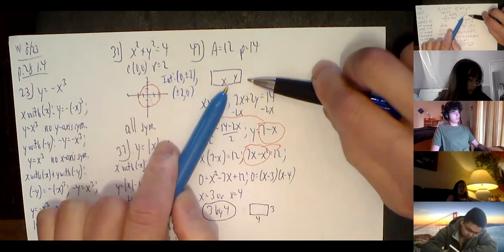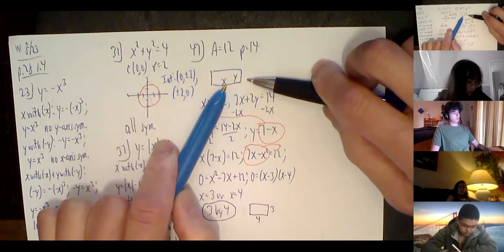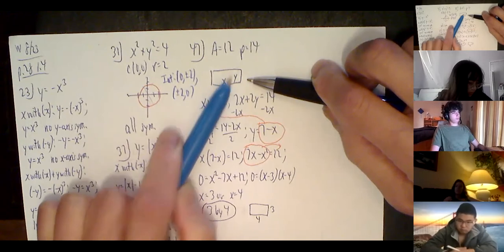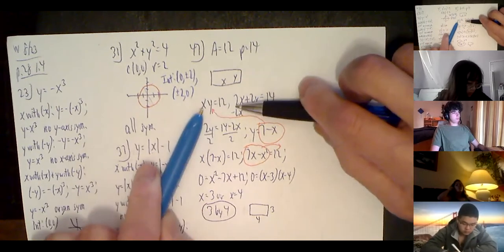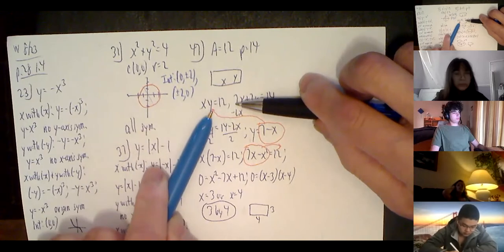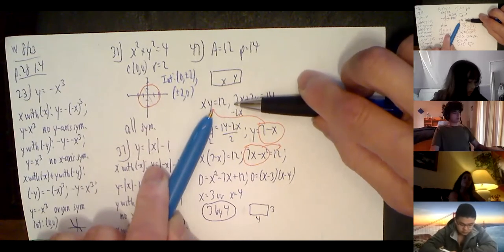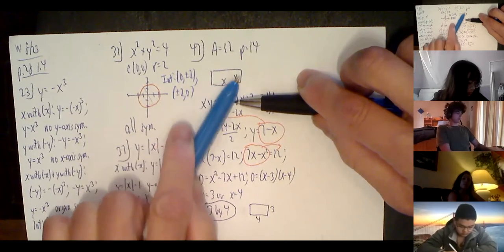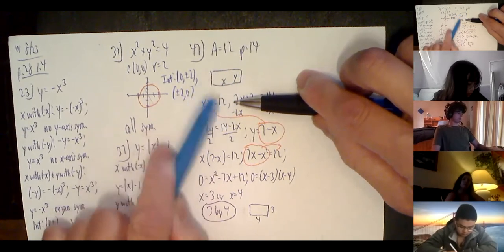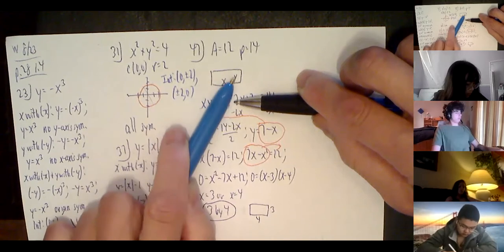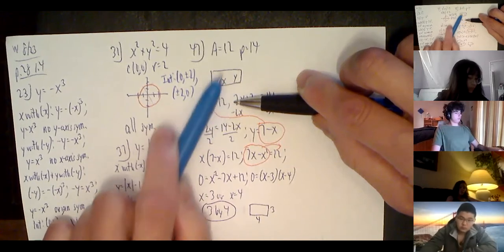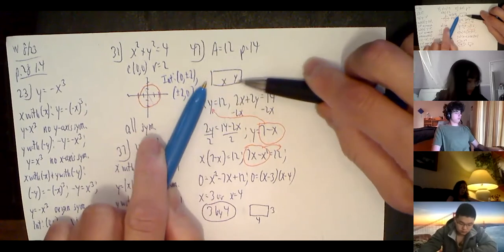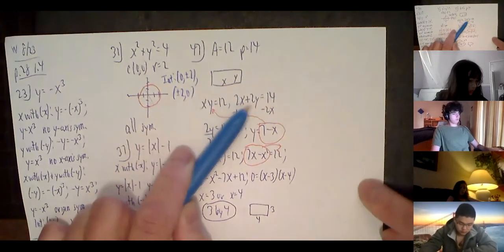All right, area. Do you recall how to find the area of a rectangle? It's length times width, so it's x times y. xy equals 12, area. Perimeter, 14. Do you remember how to find the perimeter, the distance around? If you have x and y, there's two x's, one here and one here. There's two y's, one here and one here. So 2x plus 2y equals 14.